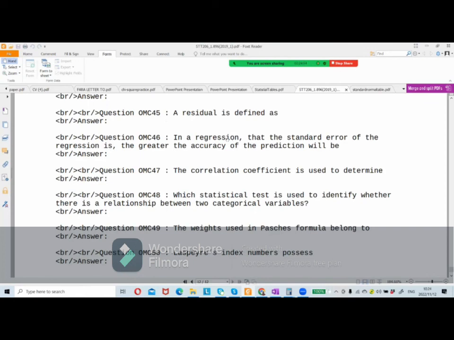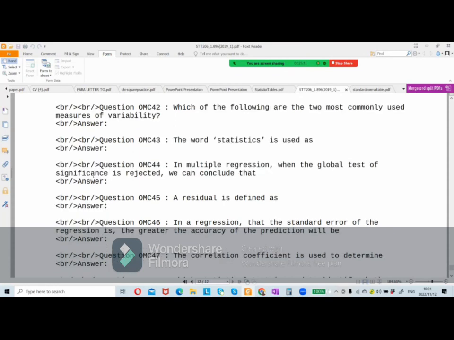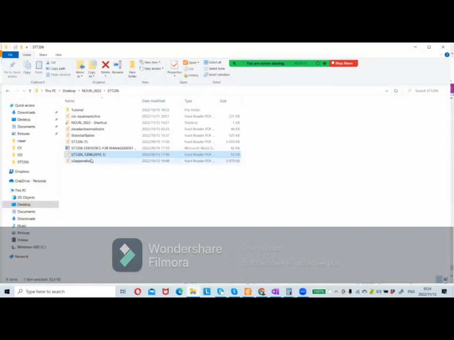In regression, the standard error of the regression is what? The greater it is, the lower the accuracy of prediction will be. Go and check your notes. Most of it will be the conclusion, but if you don't know the beginning of the problem, you may not know the conclusion.